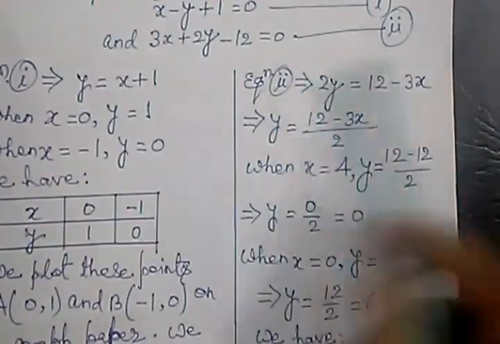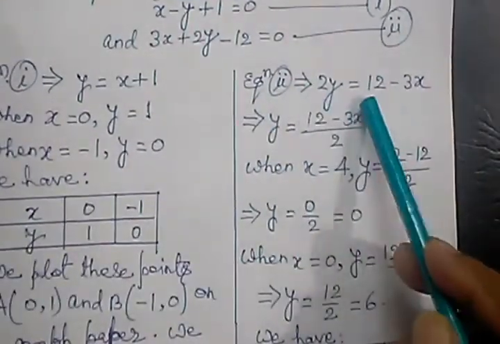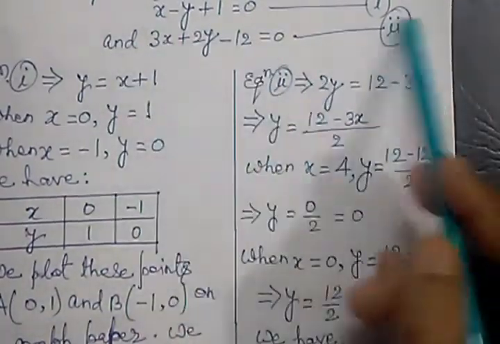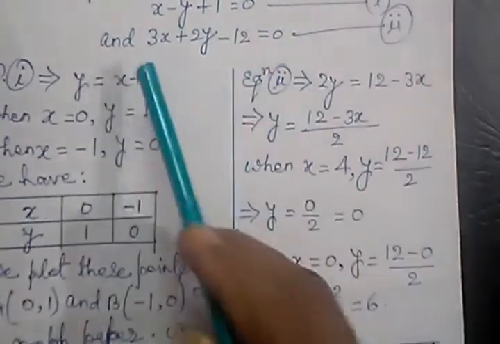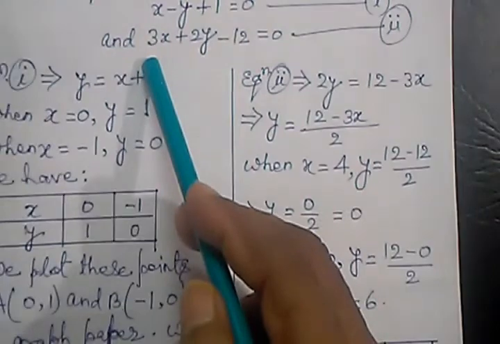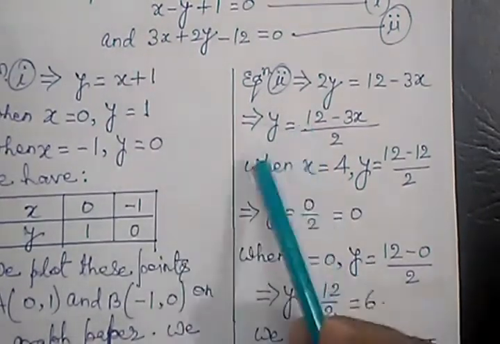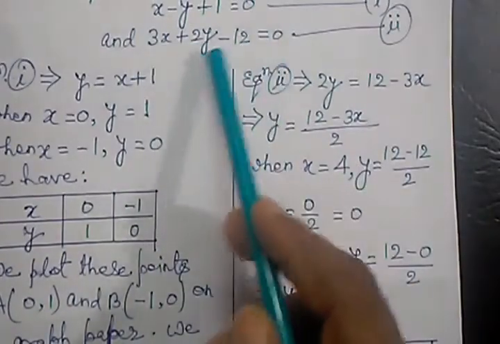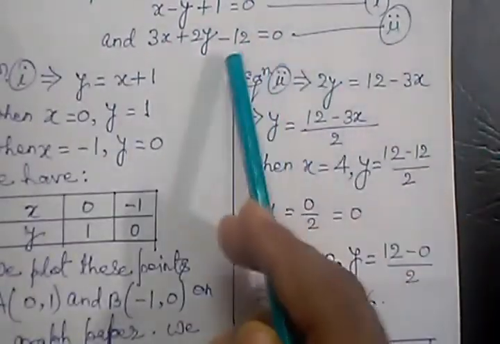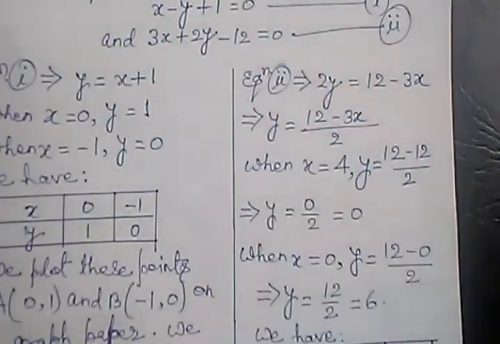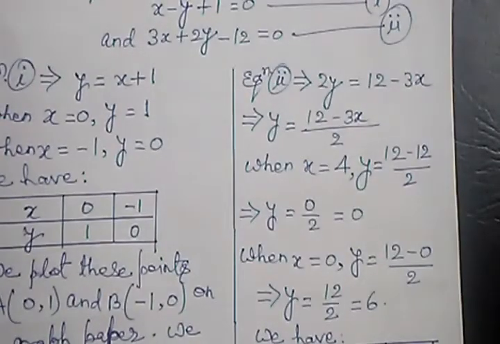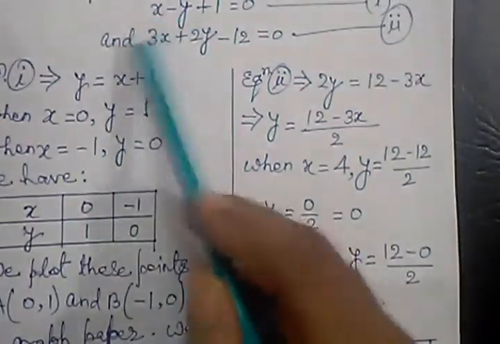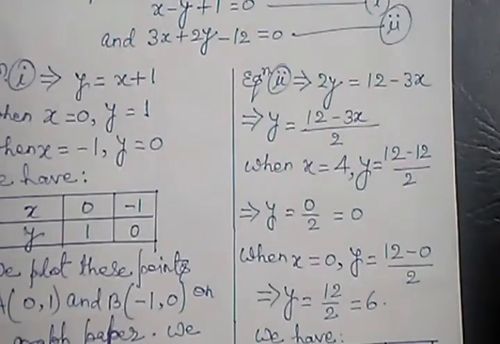Here is your second equation: 2y equal to 12 minus 3x. You see, this was your second equation. So now, since we will again make y the subject, this will be 2y equal to 12 minus 3x. We have shifted this: when minus 12 goes to the right side, it will be plus 12, and when 3x also goes to the right side, it will be minus 3x.